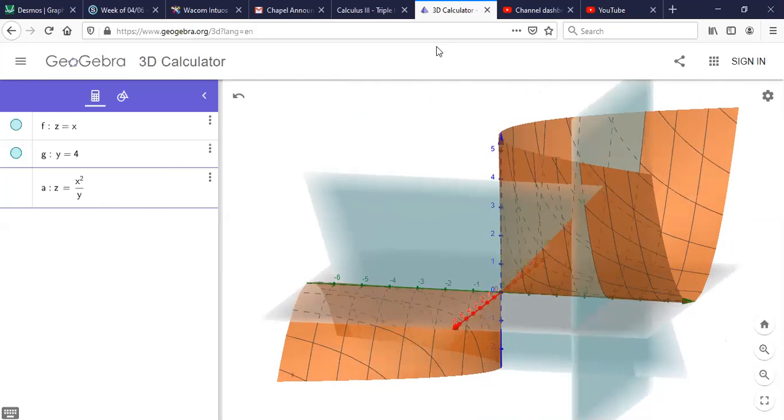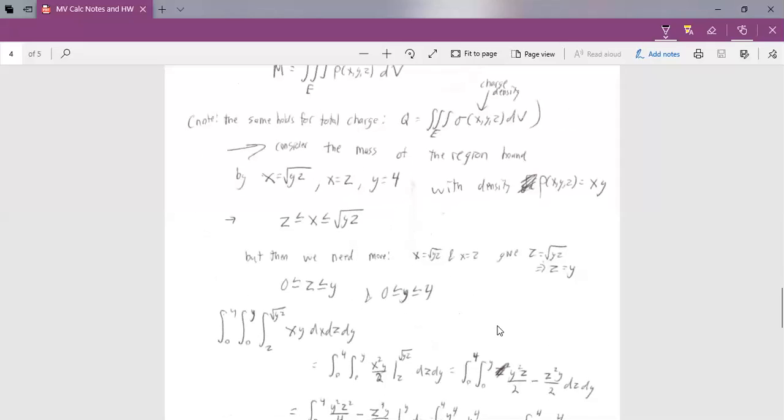So, if we go back to my notes, I say exactly this: x is between z and root yz, z is between 0 and y, y is between 0 and 4. So we end up with this integral. Again, the density here, by the way, I forgot to drop that in. The density I wrote to be xy.